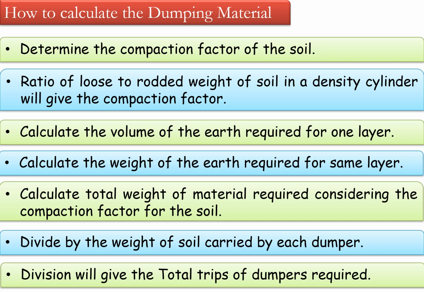Then divide by the weight of the soil carried by each dumper. So you should know the carrying capacity of each dumper for that particular soil. If you have 100 tons of earth required and your dumper carrying capacity is 20 tons, that means 100 by 20 is 5 dumpers required for that particular soil dumping at that particular location. So this is how you get the total number of trips of dumpers required to carry the material to your site.